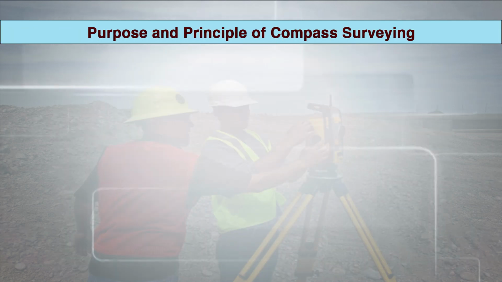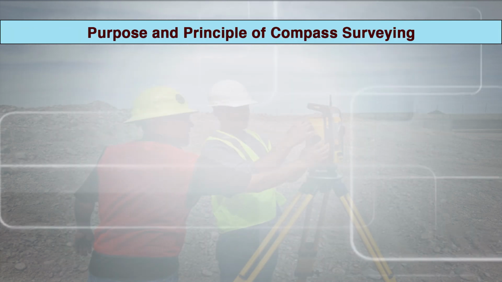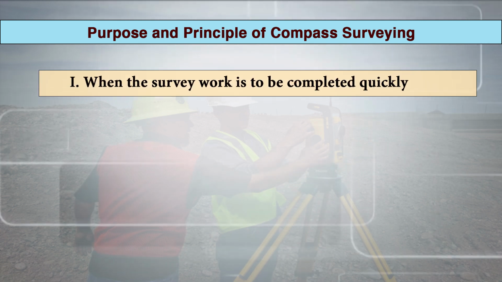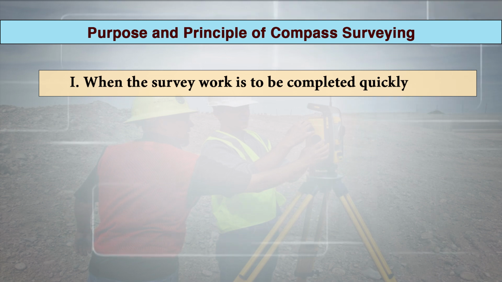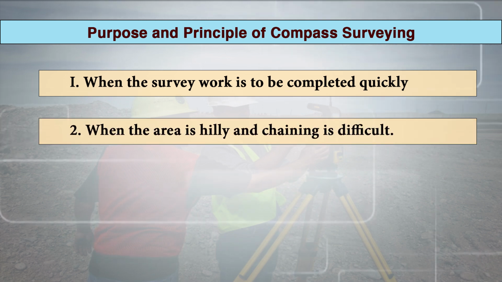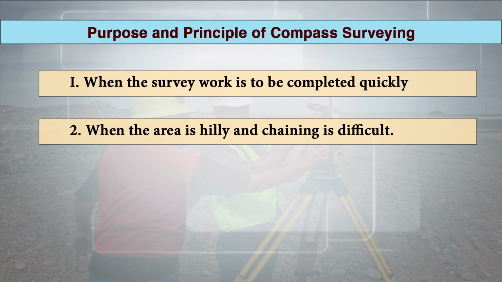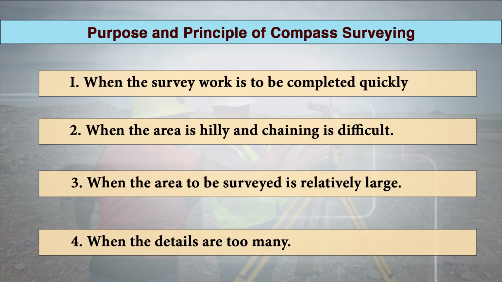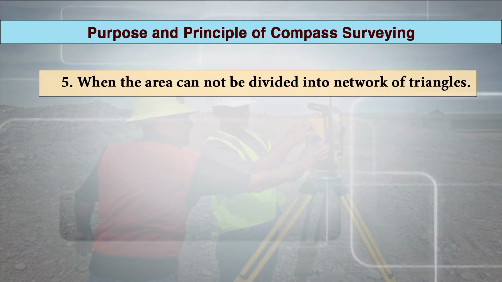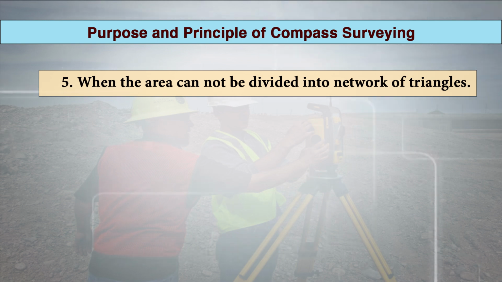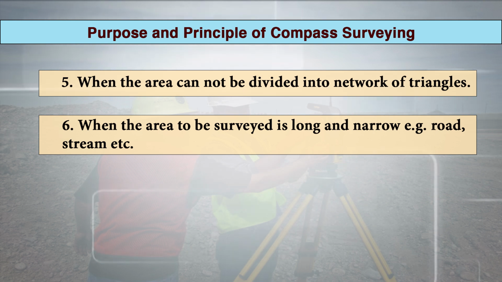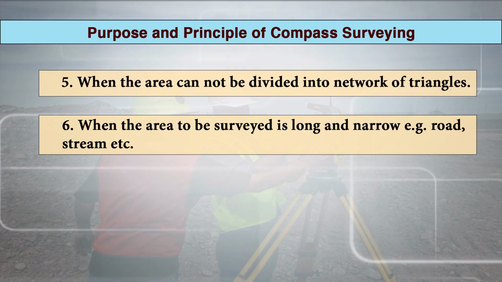So, what is the purpose and principle of compass surveying? Compass surveying is suitable in following situations. Firstly, when the survey work is to be completed quickly. Secondly, when the area is hilly and chaining is difficult. When the area to be surveyed is relatively large. When details are too many. When the area cannot be divided into network of triangles. And lastly, when the area to be surveyed is long and narrow, for example, roads, stream, etc.